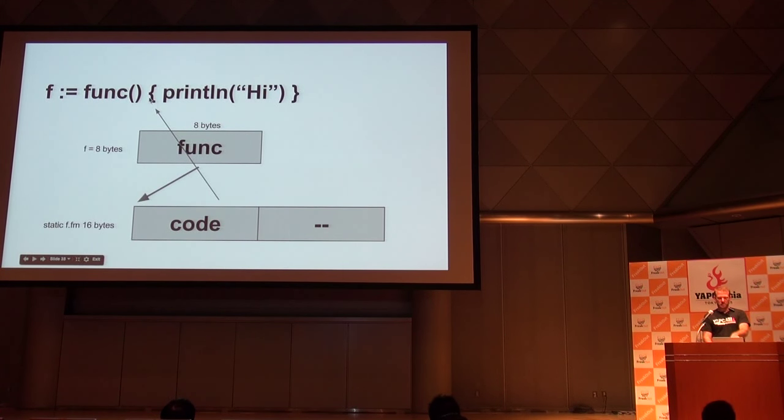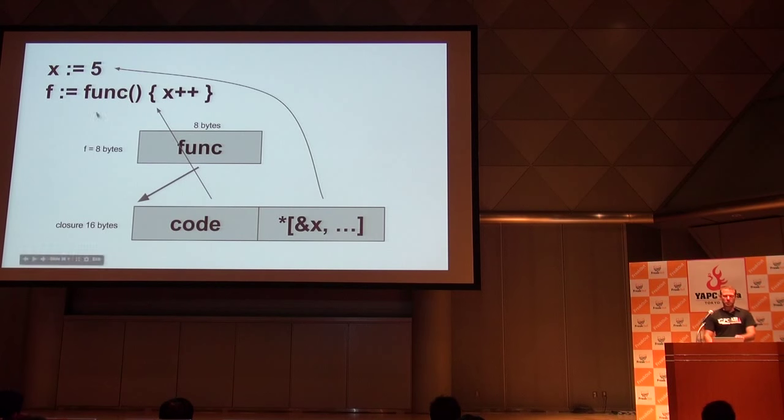the code pointer points to wherever the code actually begins, or wherever it is in the object file, and there's no data, because it's just a static thing. So every function in your program actually has this symbol called whatever.fm, or that's an implementation detail. But this doesn't actually cause any allocation to assign a function to a func-typed variable. But if you have a little closure, in this case, this function is incrementing something that's outside of it, and you were closing over this x variable.